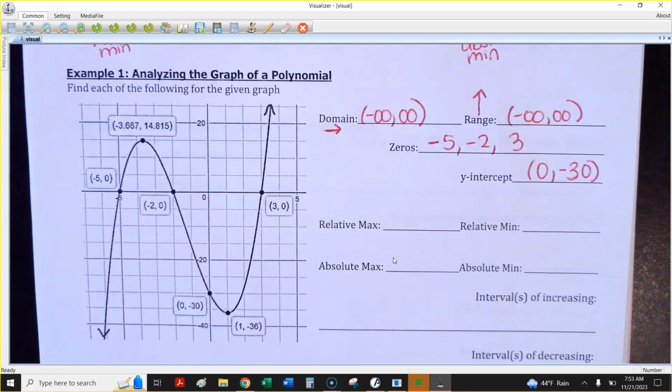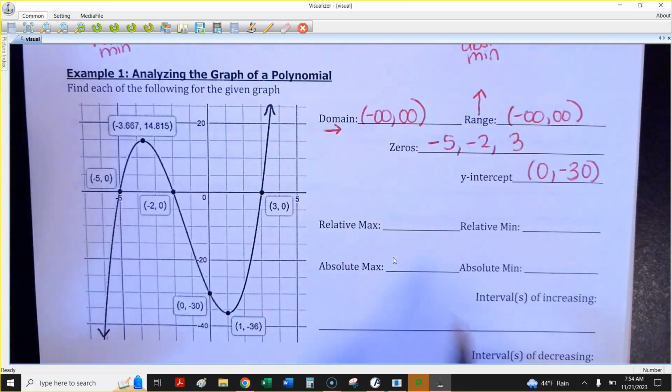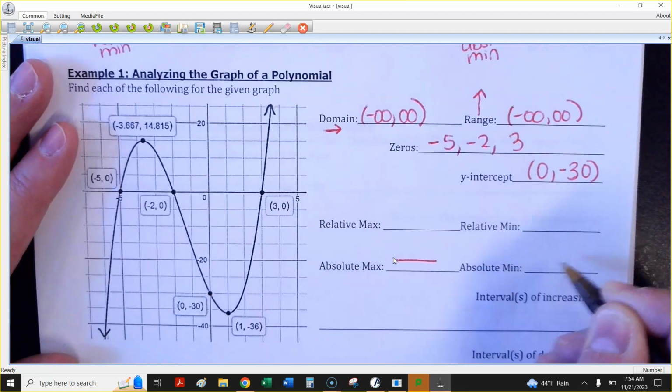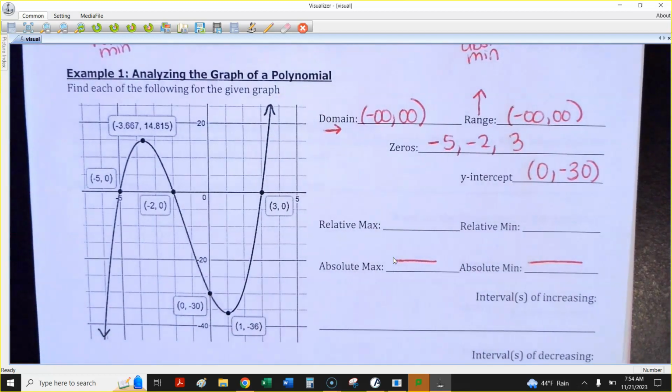Okay, now, this graph is odd. So one end goes down forever, one end goes up forever. We'll cover the whole y-axis. So I'm going to ask you about these absolute max and min, relative max and min. This graph, if it's odd, you just automatically don't have an absolute, because one side goes to positive infinity, one side goes to negative infinity. So you won't have like a stopping point where you don't have any graph above or any graph below.